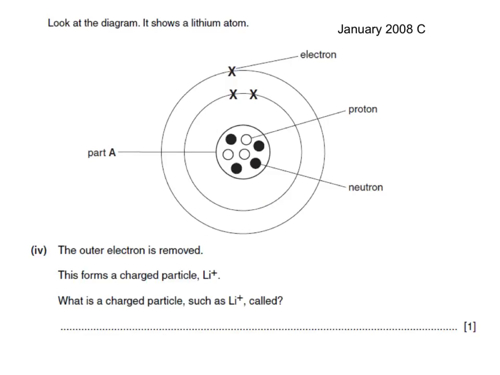Here's a past paper question. Look at this diagram. It shows a lithium atom. Now the outer electron is removed and it forms a charged particle, Li+. What's a charged particle such as Li+ called?